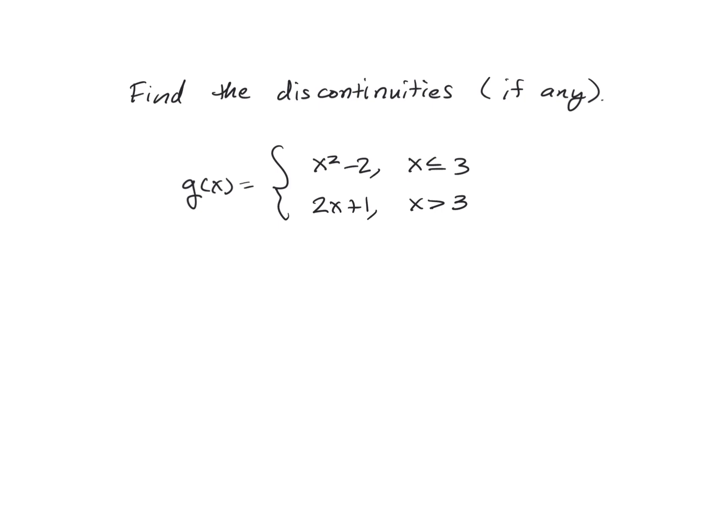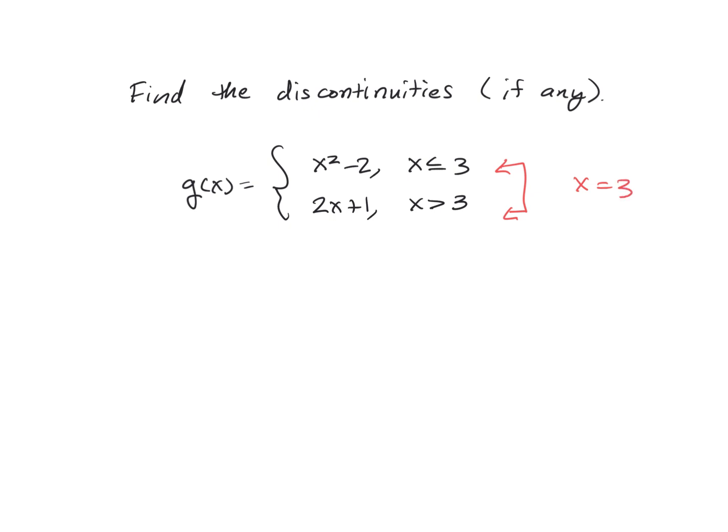Okay, so for this function, we want to once again find the discontinuities if there are any. And we'll once again take a look and notice that this function is made of two polynomial pieces. The first part, x squared minus 2, is a quadratic function. The second piece, 2x plus 1, is a linear function. We know that on their domains they are continuous, so there's no need to look any further into those pieces. Instead, we focus our attention on where the function is pieced together in its domain, which is x is equal to 3.